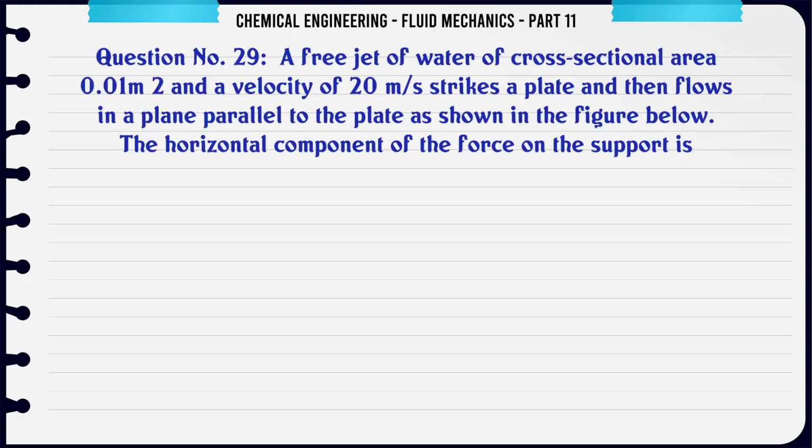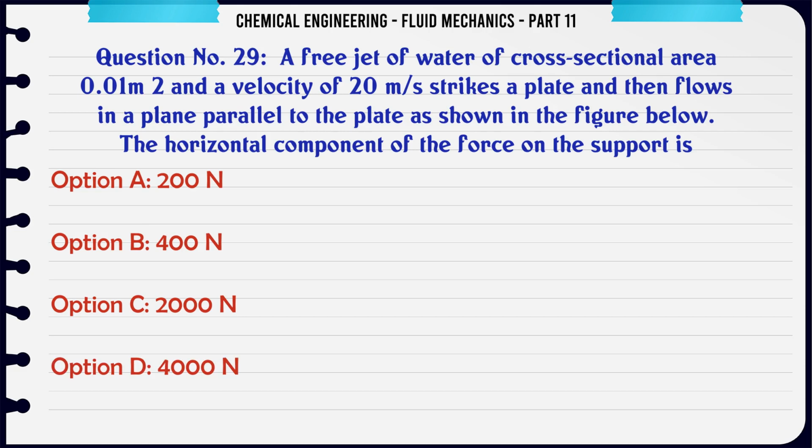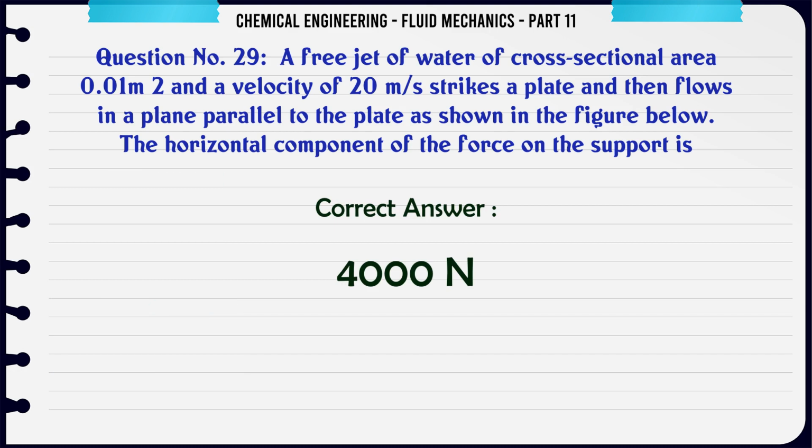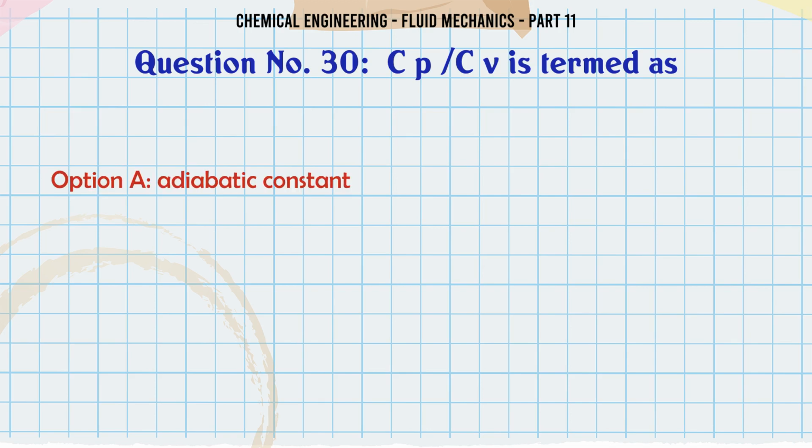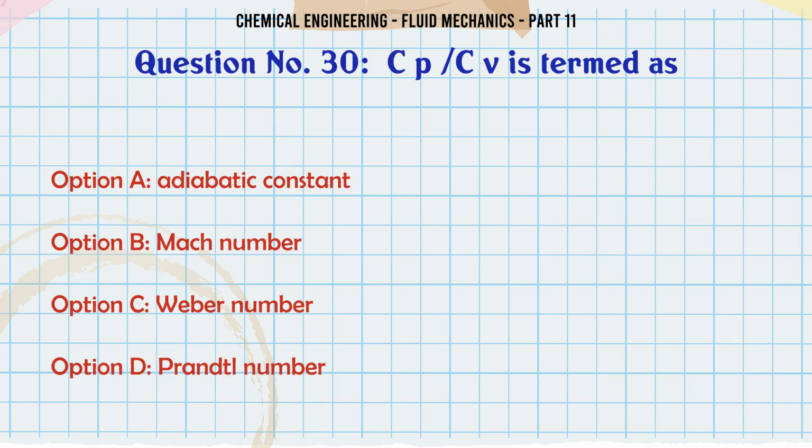A free jet of water of cross-sectional area 0.01 m² and a velocity of 20 m/s strikes a plate and then flows in a plane parallel to the plate as shown in the figure below. The horizontal component of the force on the support is A. 200 N, B. 400 N, C. 2000 N, D. 4000 N. The correct answer is 4000 N. Cp/Cv is termed as A. adiabatic constant, B. Mach number, C. Weber number, D. Prandtl number.